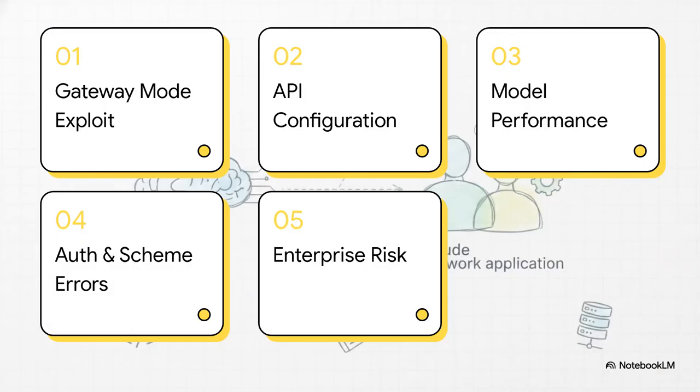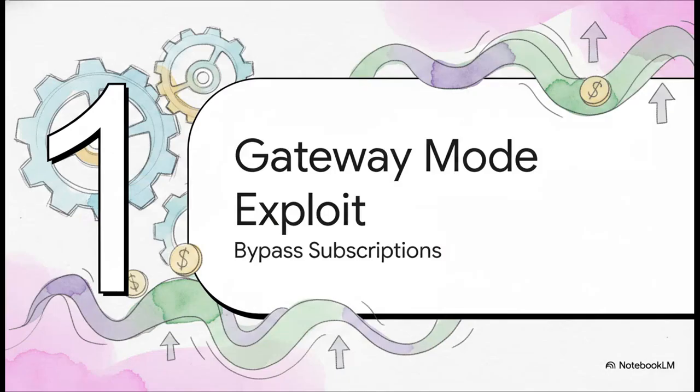Here's the quick rundown for today's briefing. We'll cover the gateway mode exploit, API and gateway configuration, model performance and context, authentication and scheme errors, and finally, enterprise risk and limitations. All right, let's kick things off with Section 1, the gateway mode exploit.